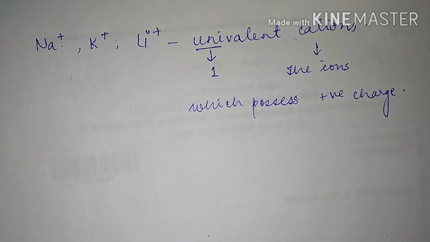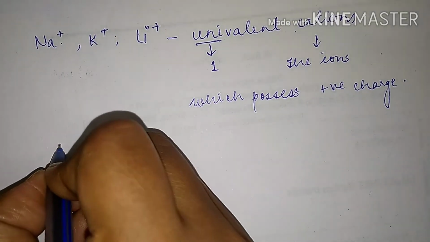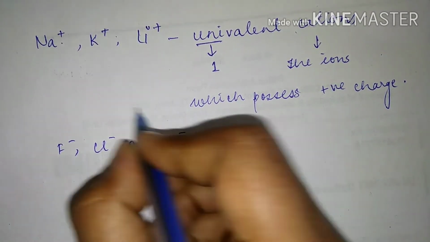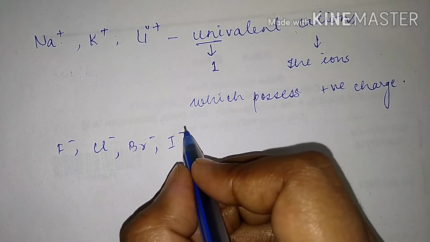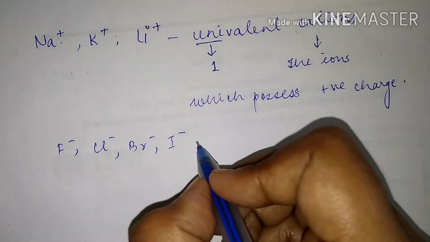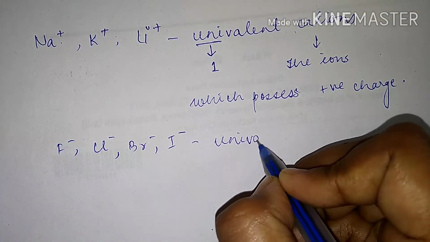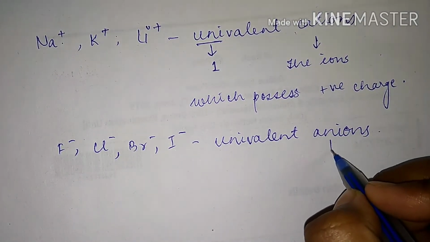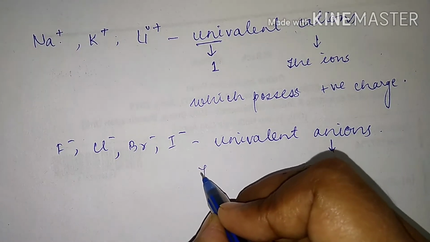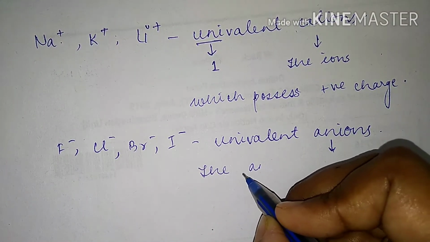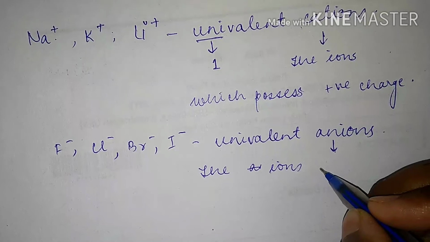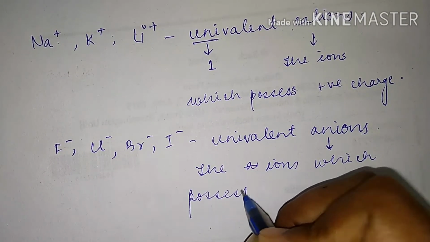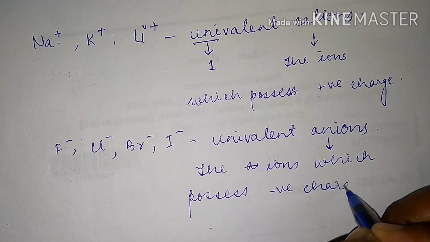Now in case of non-metals, we saw fluoride, chloride, bromide, iodide. These are all non-metals and they have a negative charge, that is 1 negative charge. These are also called univalent anions. What is the meaning of anions? The ions possessing negative charge are called anions.